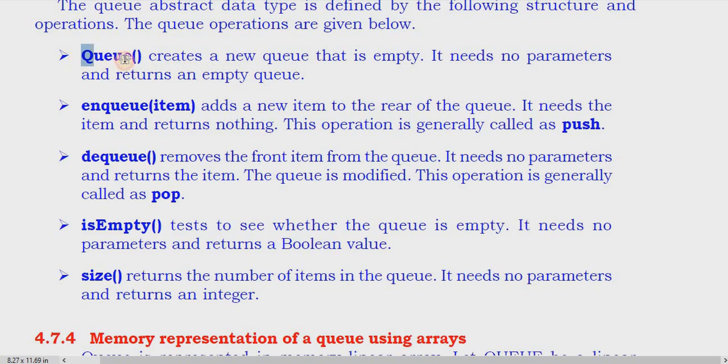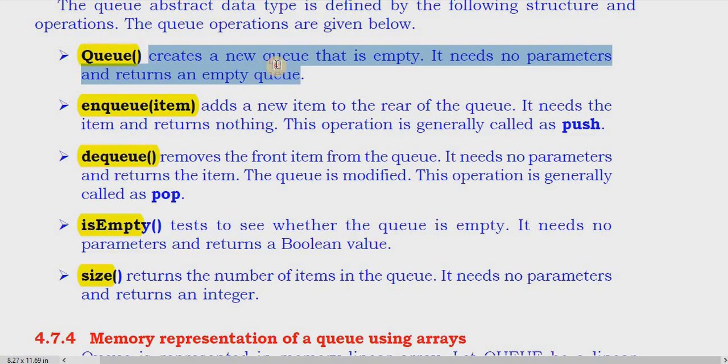So first queue operation, next NQ item, next DQ item, next is empty, size. Is empty and size are the same, these operations are the same in stack also. So here the new operations are queue, NQ, DQ. Queue means it creates a new empty queue. So you have to write this in the examination. Queue operation means it creates a new empty queue.